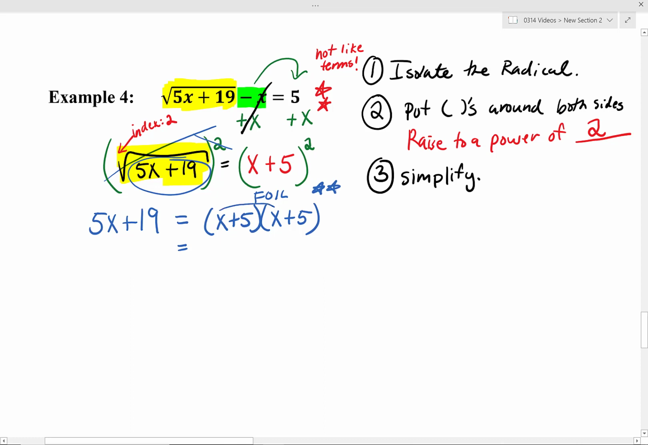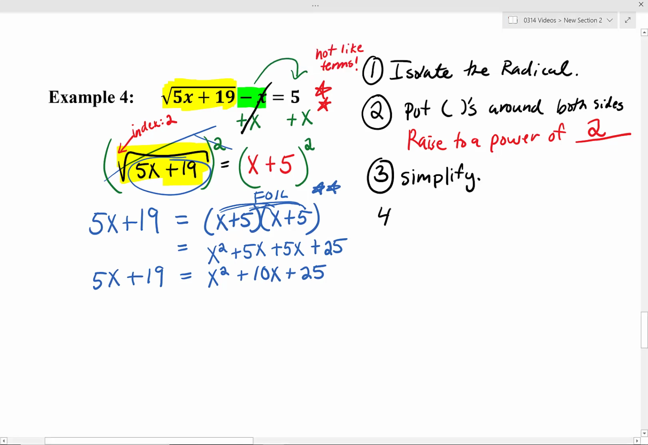Alright, so first times the first gives me x squared. Outer times the outer, positive 5x. Inner times the inner, another plus 5x. Last times the last, 5 times 5 is 25. Now let's just make this look a little bit nicer because 5x and 5x can combine to be 10x. You don't have to do that, but I think it makes it look a little bit nicer as we move on to the next step.